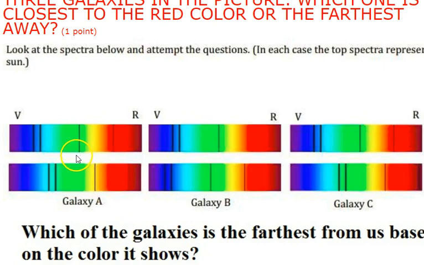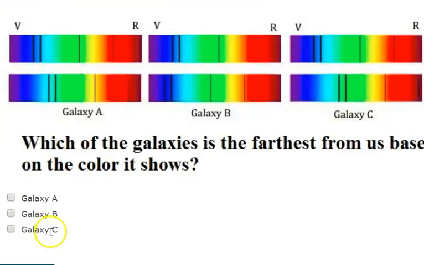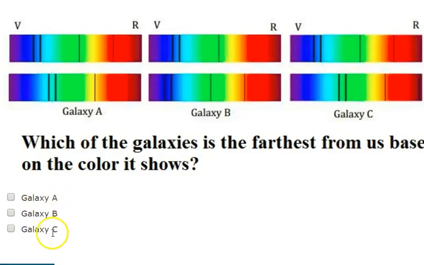Redshift shows that the galaxies are moving farther away. So which one of these pictures here shows a galaxy moving farther away and moving towards the red color? That's the question. Is it galaxy A, galaxy B, or galaxy C?